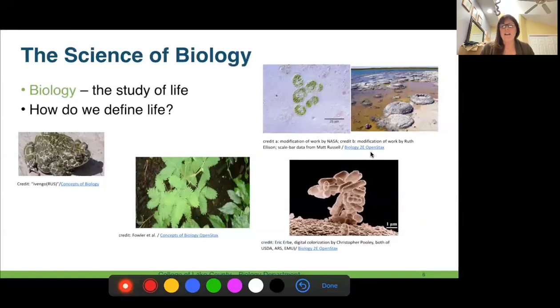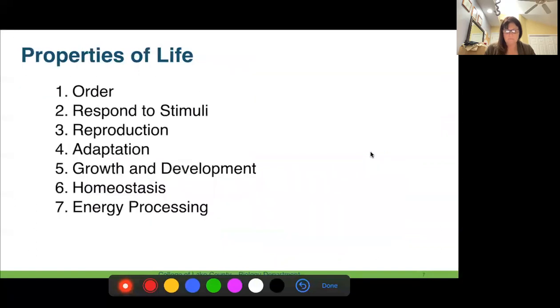And so we have to have a set of parameters to define what is living. What do we consider living? So these are the parameters that we're going to use. Living organisms have these 7 properties of life. There's some kind of organization to them. They respond to a stimulus. They reproduce. They adapt. They grow and develop. They maintain homeostasis, and they consume food in order to make energy.